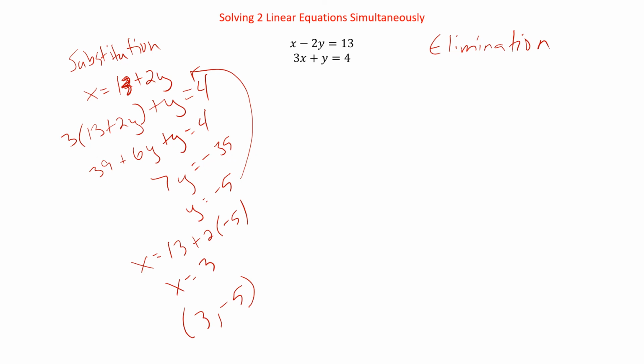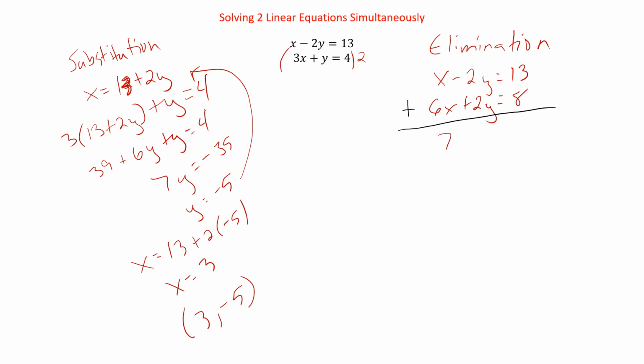We could also use the elimination method. The elimination method is where we multiply one or both of the equations by a number, then add them together to eliminate one of our variables. So for instance, we could multiply this bottom equation by 2. That would leave us with the top one, x minus 2y equals 13. Bottom one, 6x plus 2y equals 8. Now we're ready to add these together.